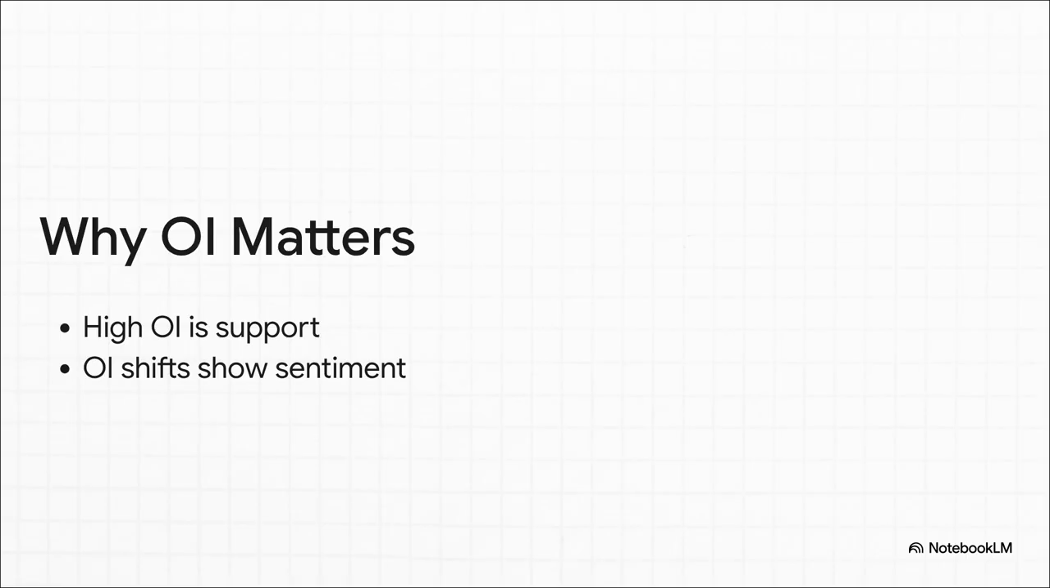Why does this matter to you? Well, because open interest is essentially your psychological map of the market. When you see massively high open interest sitting at a specific strike price, that level often acts like a brick wall, a really strong support or resistance level. Traders use the ebb and flow in OI to gauge shifting market sentiment. Is panic setting in? Is confidence building? Tracking OI helps you spot exactly where the big players, the smart money, are placing their heaviest bets.